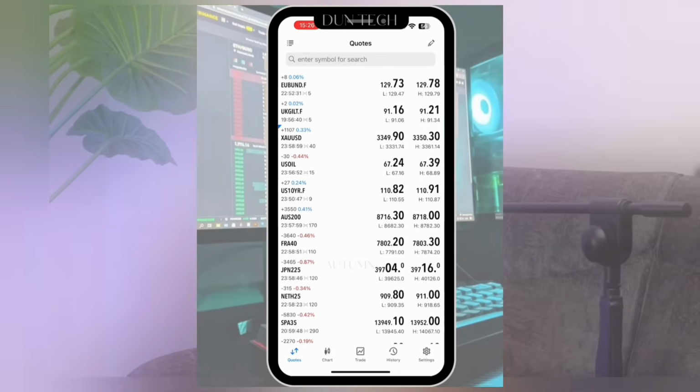Now, I'm shooting this video on Saturday, so don't worry about why the market is not moving around this area. We have two types of orders: market orders, which is known as instant execution, and pending orders. Pending orders mean that when you place them, you are not going to buy from the market price.